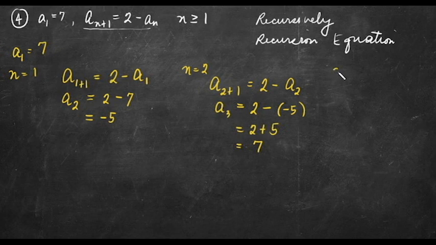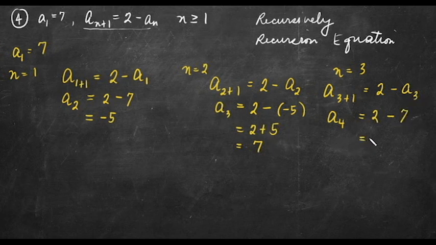To get a sub 4, we let n equals 3. So, we'll have a sub 3 plus 1 equals 2 minus a sub 3. And we'll get a sub 4 equals 2 minus a sub 3, which is 7. So, therefore, a sub 4 is negative 5. So, in short, our first 4 terms are 7, negative 5, 7, negative 5.